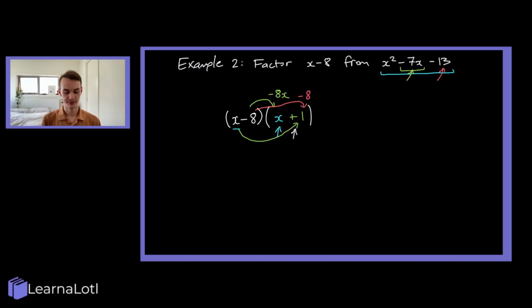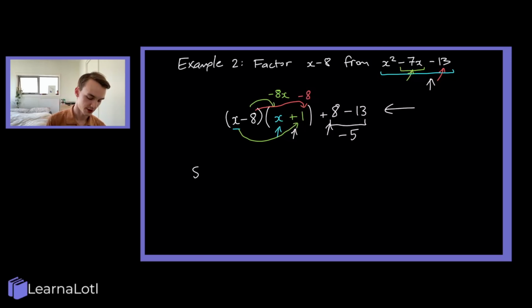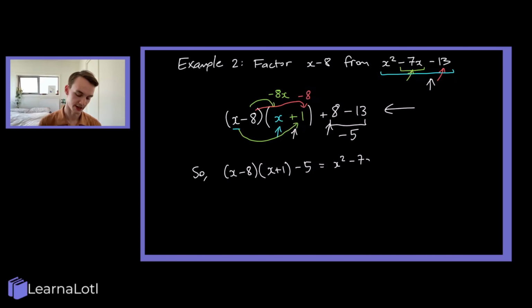So I need to correct it. I have a minus 8, but I want a minus 13. The one way to figure out what this remainder ought to be is let's get rid of that minus 8 I don't want, plus 8, and let's introduce that minus 13 I do want. So this polynomial I've written should be the same as what I started with. So we find this plus 8 minus 13, that's the same thing as minus 5. So x minus 8 times x plus 1 minus 5 should be the same thing as x squared minus 7x minus 13.